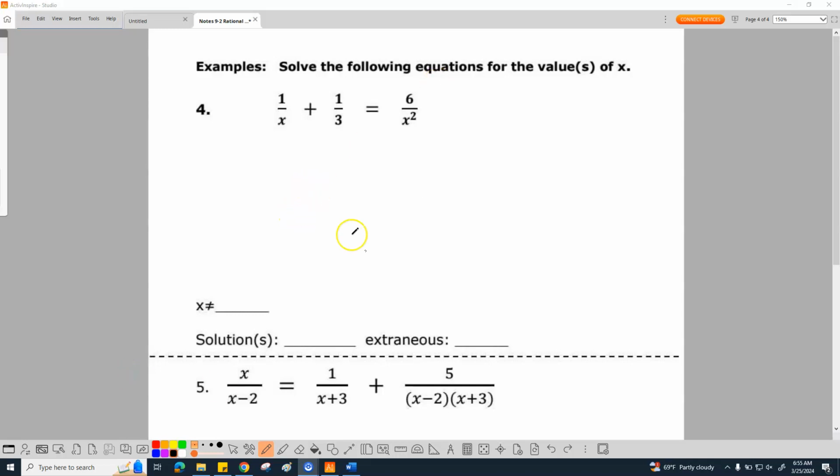Okay, y'all. These problems look kind of scary because it's like, oh no, what's going on here? I don't see any x minus whatever. It's the same process, so I'm going to go ahead and show you that process.